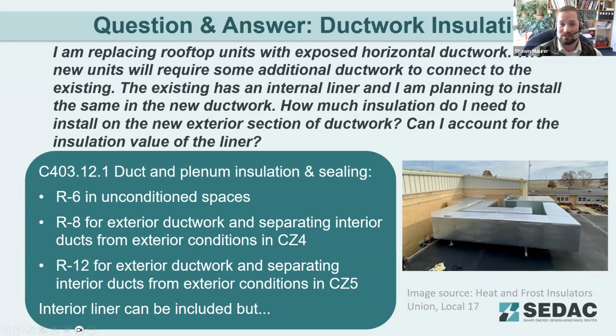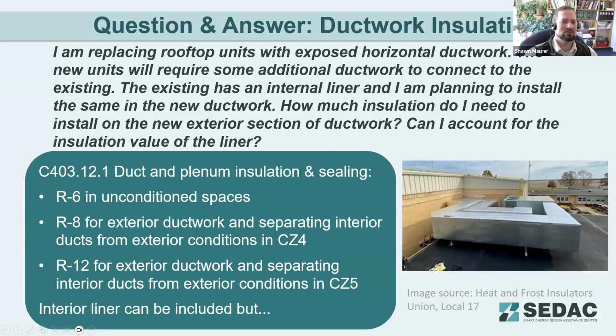So our next question is looking at ductwork insulation. An existing commercial structure had some rooftop ductwork running horizontally along the roof to an access point in the building. So they're replacing those rooftop units. They're connecting into that existing ductwork. It has a duct liner in it already. Can that duct liner count towards the insulation value for that ductwork? And does that new ductwork have to have exterior insulation?